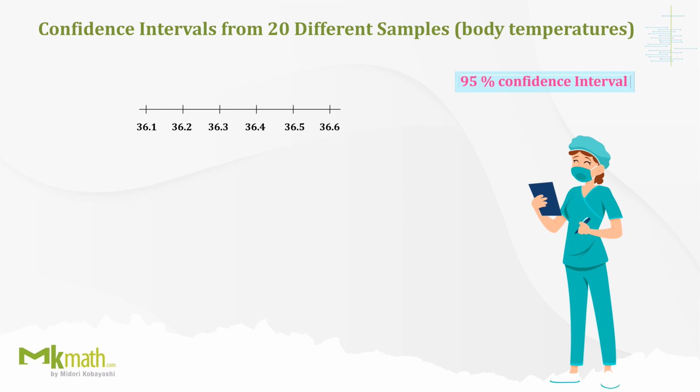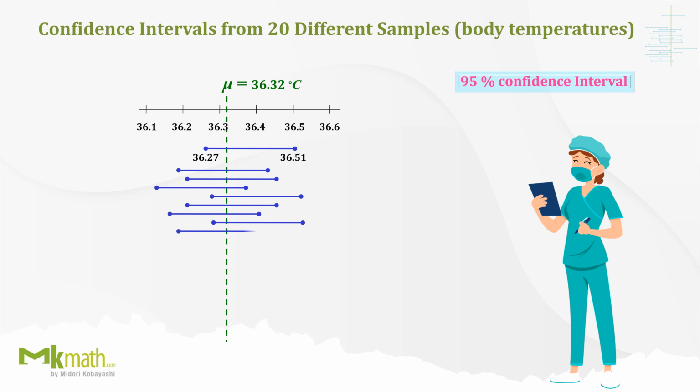Here is the illustration showing what a 95% confidence interval means. Suppose the true population mean body temperature is 36.32 Celsius degrees. I constructed a confidence interval as between 36.27 and 36.51 by sampling as shown. Then I constructed another interval using the same sample size, shown as the second line. I repeated sampling with the same sample size to get 20 confidence intervals.